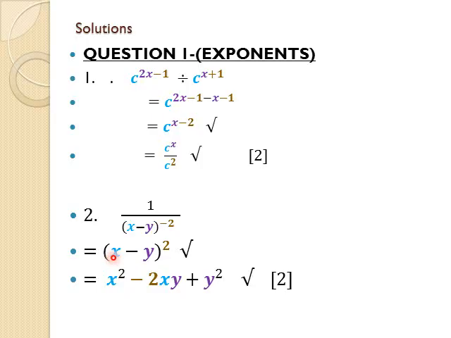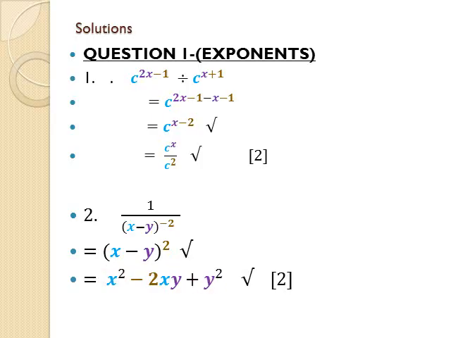From there, x times x gives me x squared. For the middle term, I say x times negative y times 2. It gives me negative 2xy. Negative times negative is positive, y times y is y squared. So 1 mark for making my negative exponent positive, and another mark for correctly multiplying out all 3 terms.